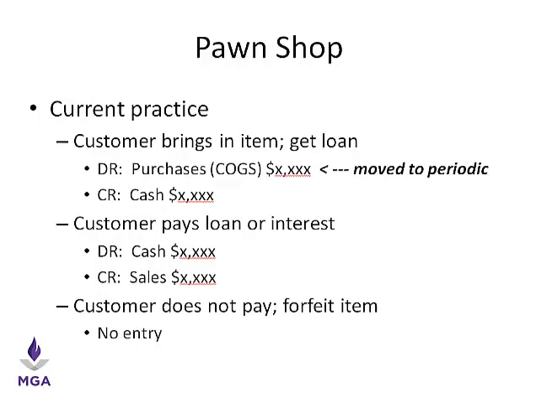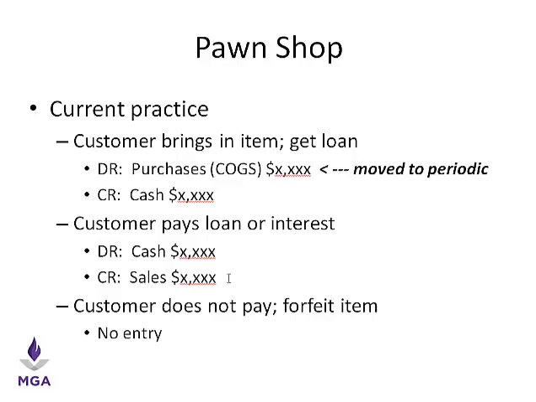So their current practice is when the customer brings in an item, they actually debit purchases as if they had bought inventory, and they credit cash. And since they moved to the periodic system, when you debit the purchases, that's going to commingle the loans from pawns with items bought for the rest of the store. Won't be able to distinguish the two.